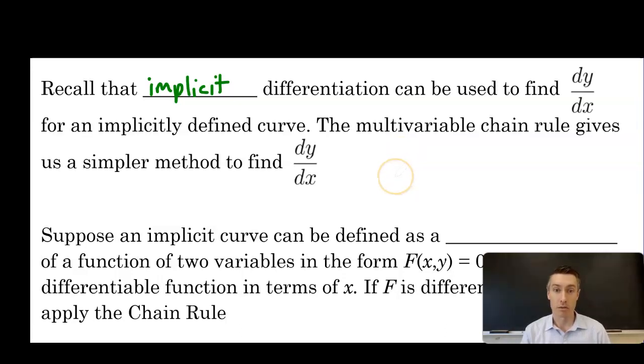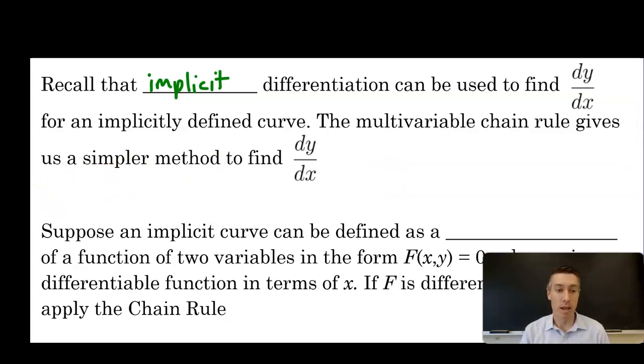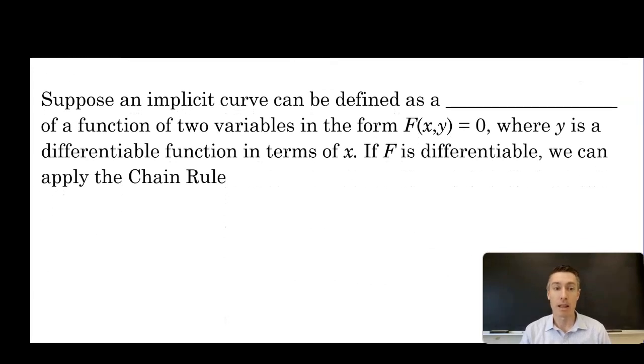And it's so much easier that the answer is just going to kind of fall right out, as opposed to the amount of work you had last year when you did implicit differentiation problems, and you had to isolate dy dx and solve and move terms around. It's going to become way easier. So the key for making this work is we're going to suppose that an implicit curve can be defined as a level curve of a function of two variables in the form f of xy equals 0.